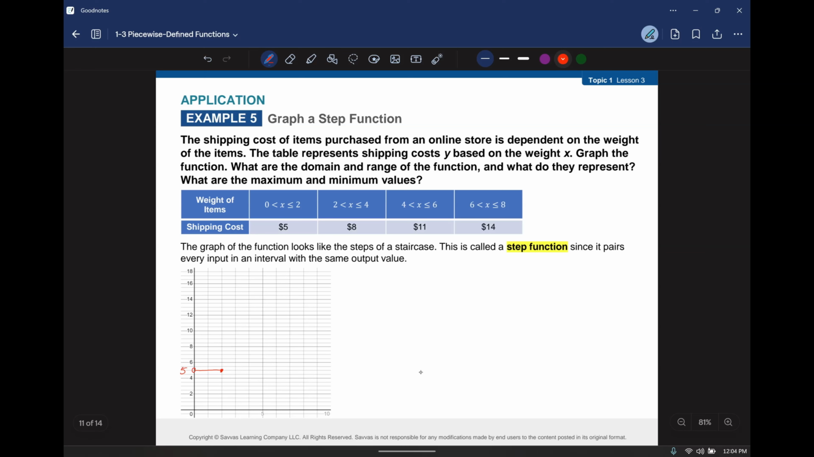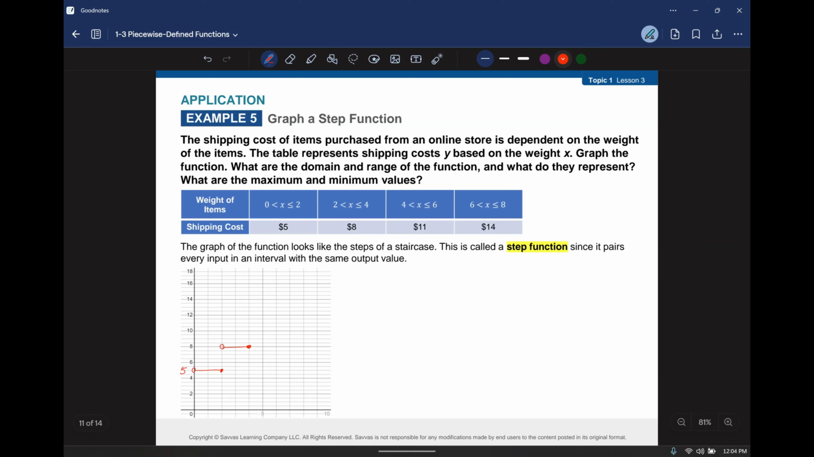So now I do the same thing for the next one. I'm going to go from 2 to 4 and graph a flat line at 8. So I'm going to go to 2, go to 4, and so 2 up to 8. We have an open circle when x is 2, all the way to 4, there's a closed circle when x is 4. And there's your next step.